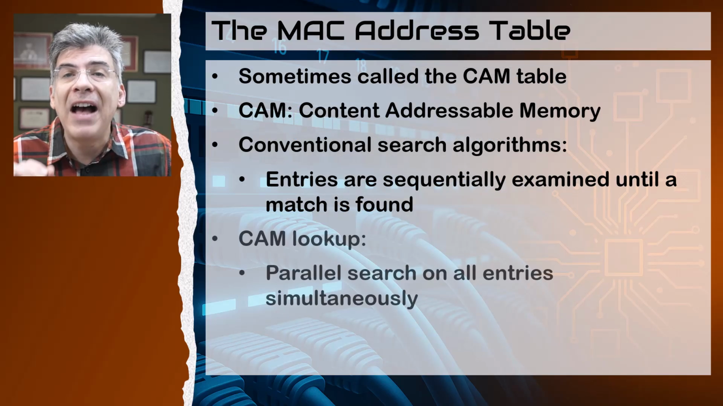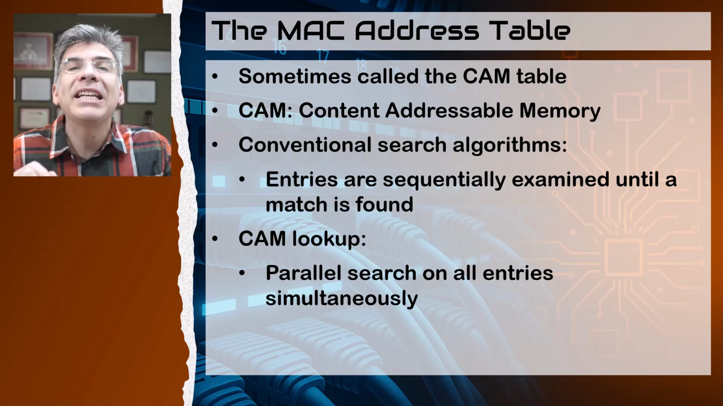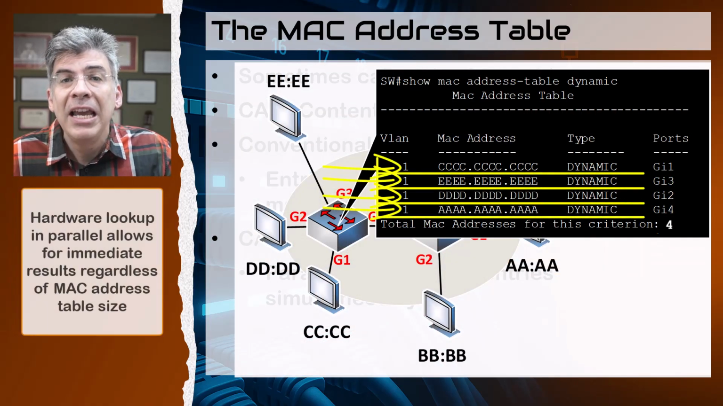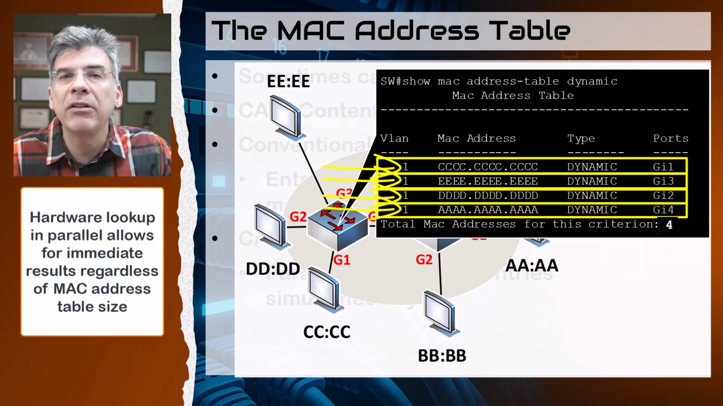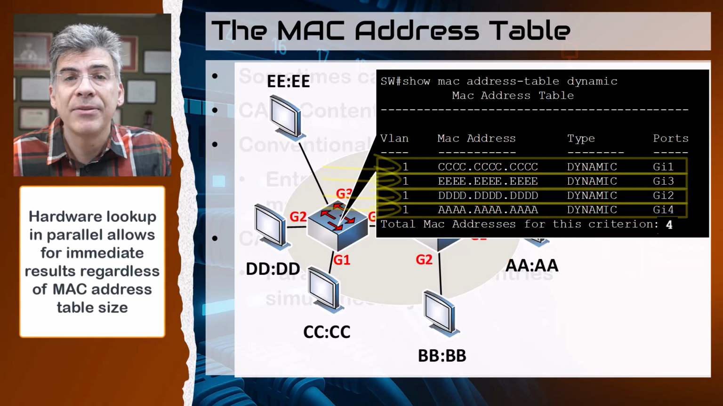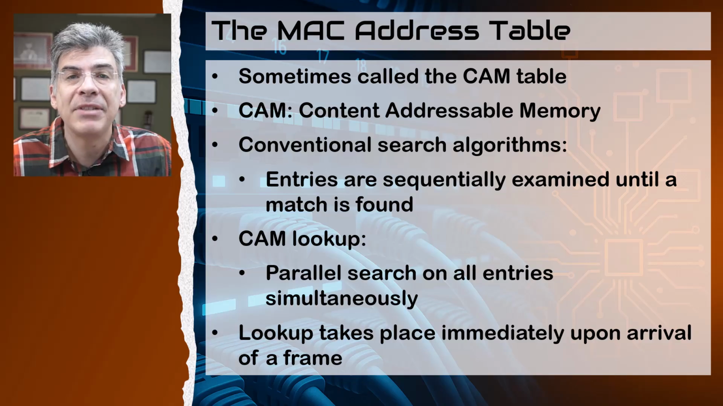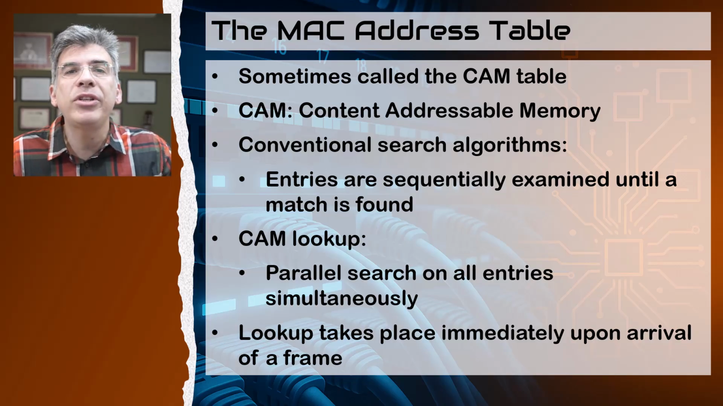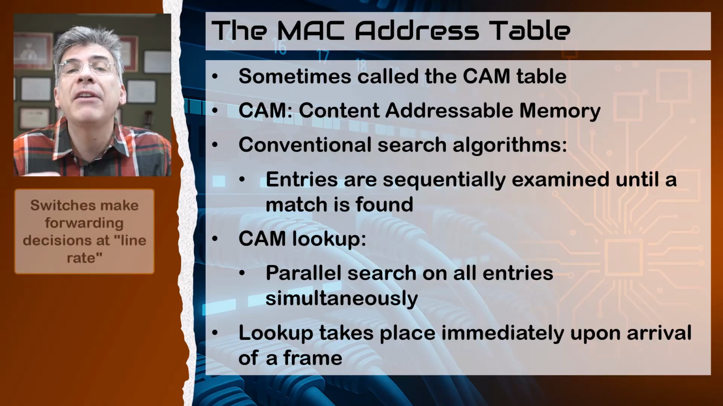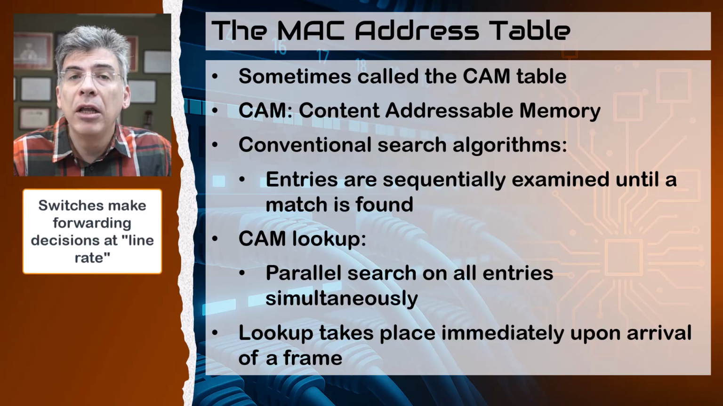It compares the search value against all stored entries simultaneously, in parallel, using dedicated hardware logic. This means that the lookup time stays constant. It takes only one CPU cycle to find your MAC address, even as the table grows in size. So when a frame arrives, the switch checks the destination MAC against its CAM table and immediately, in one CPU cycle, knows which port to forward it out of. This is what allows switches to make forwarding decisions at what is known as line rate, with extremely low latency.